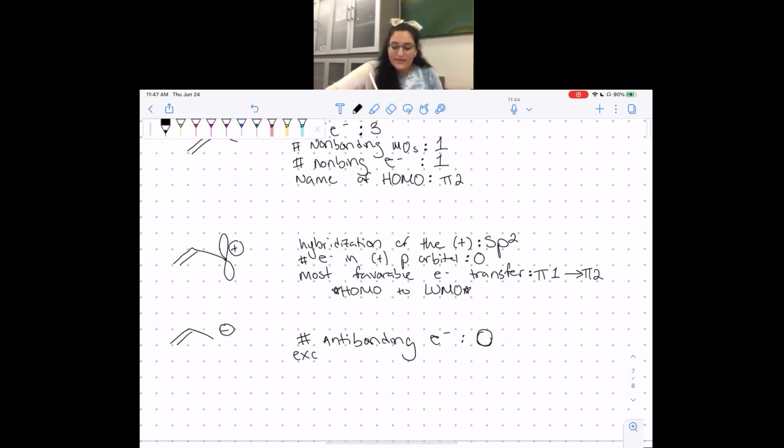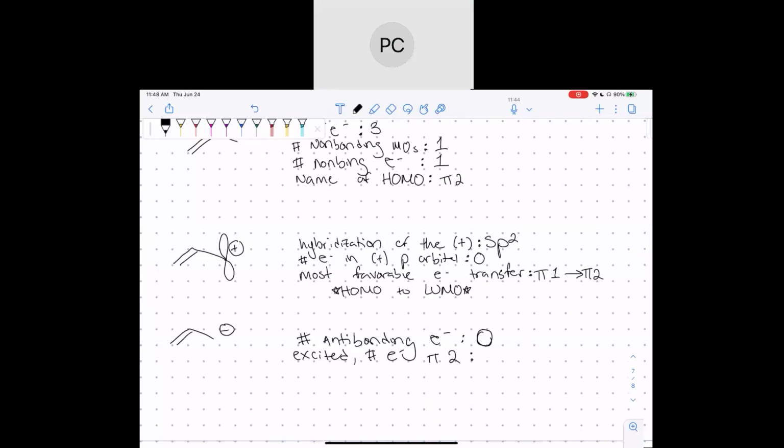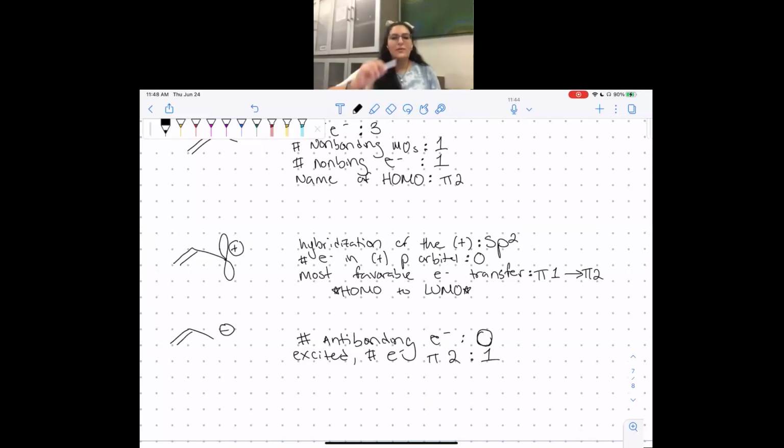In the excited state, how many, do shorthand again. What's the number of electrons in pi 2? 1. Yes, so we got a couple different answers. The answer is 1, and the reason is once you excite it, 1 electron moves from pi 2 to pi 3, so you have 1 left over in pi 2.